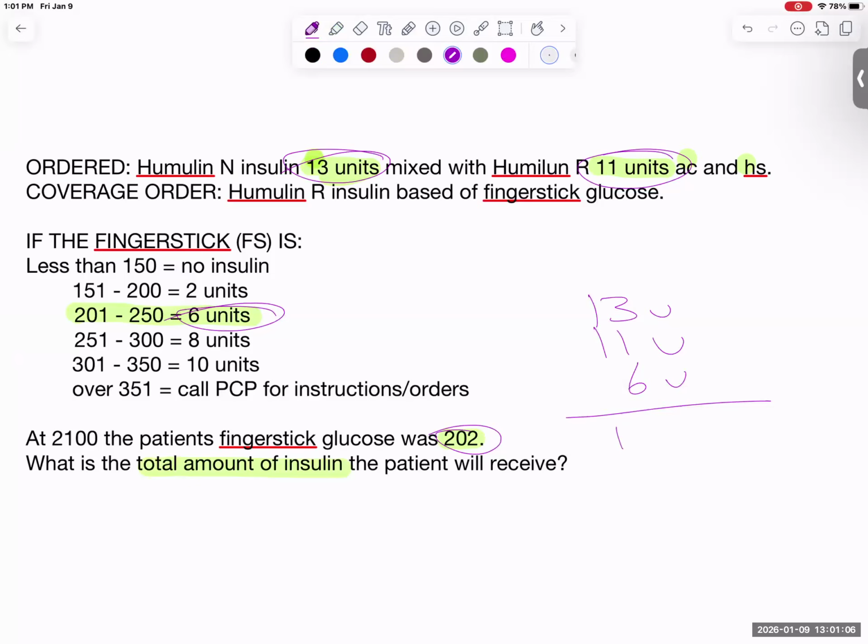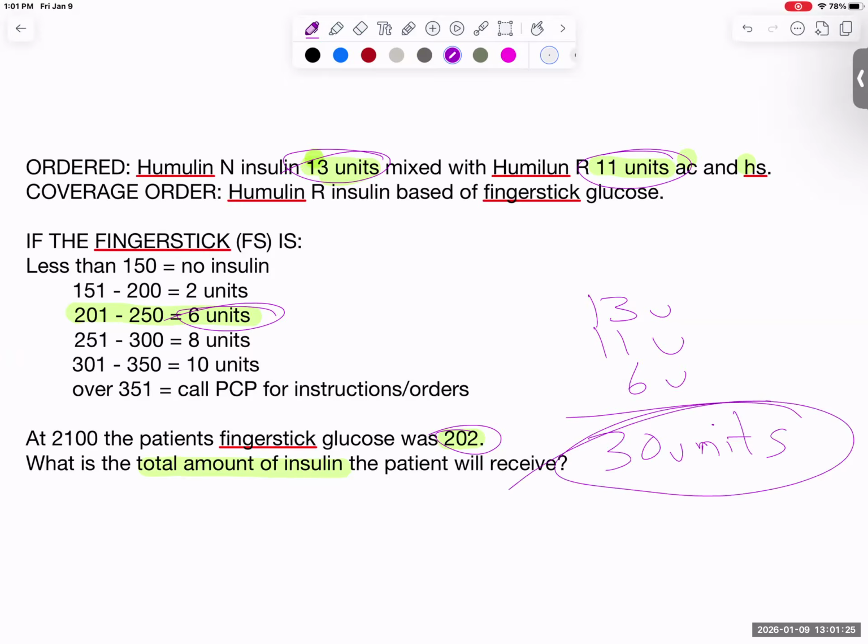And that gives you a total of 30 units. I'm not losing 5 points on this kind of question now. If that's on that test, I swear I'm coming to your house. I'm coming to your house.